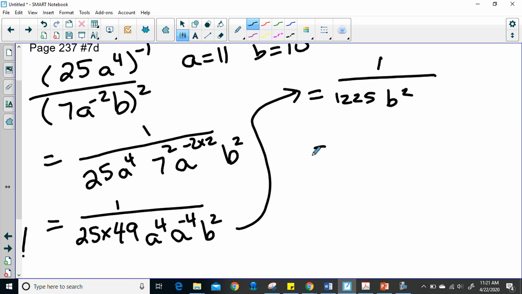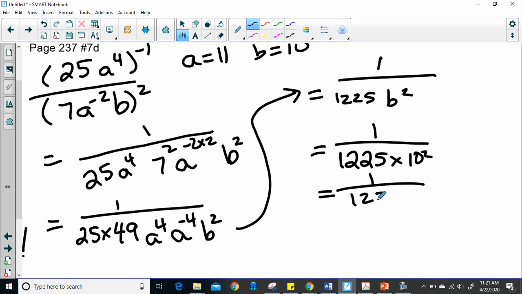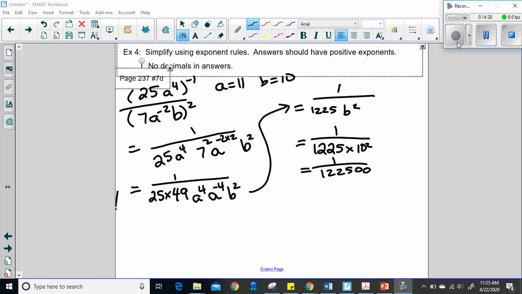So now when I go to actually evaluate it, I'm doing 1,225 times, what was b, 10, times 10 squared. Well, 10 squared is 100, so you get 1,225. Pop a couple zeros on the end, and you got it. And there we go. Okay, so here's just the whole question all together.